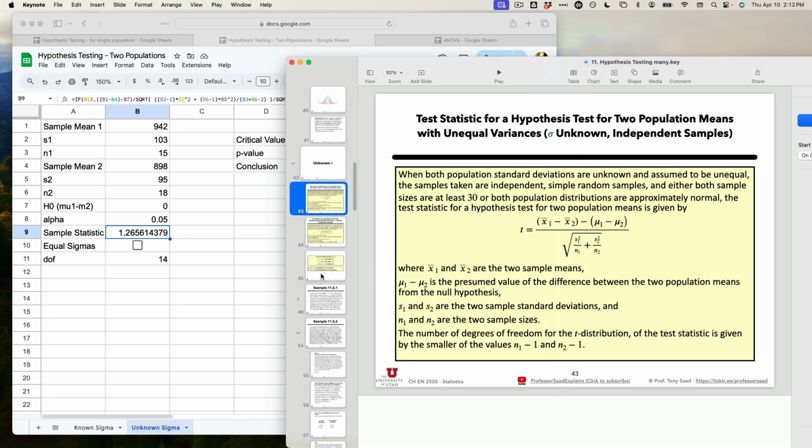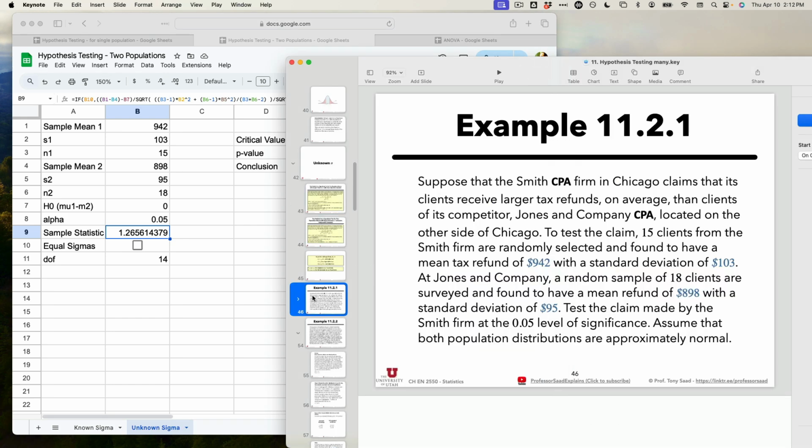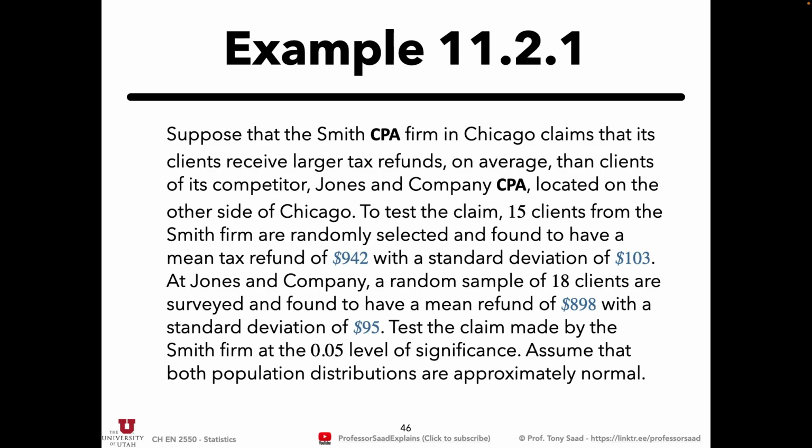Okay, so let's run the example. Go back to the example. This was the Smith CPA company saying that they save on average $942 with a sample standard deviation of 103, but the Jones company was found to have a mean refund of $898 with a standard deviation of 95. Test the claim that the Smith firm saves more for its clients at the 0.05 significance level.